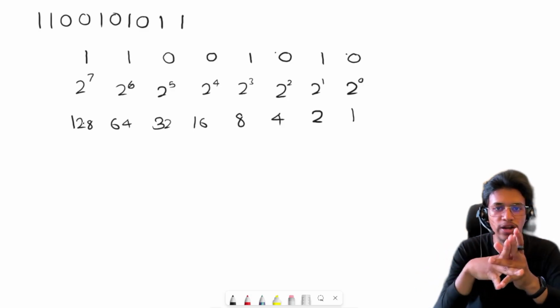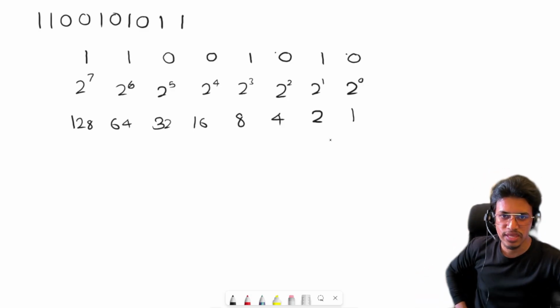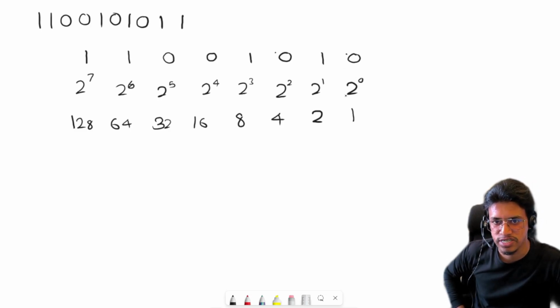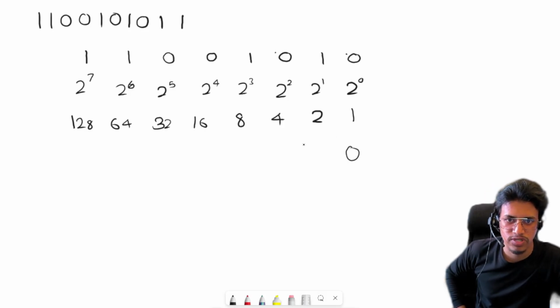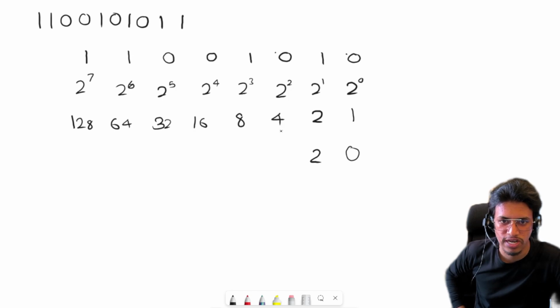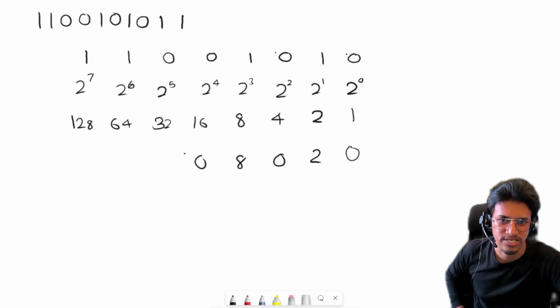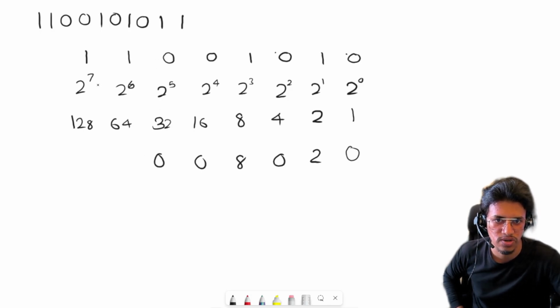All right. So now what we do is we multiply this by this, right? 0 times 1 is 0. 1 times 2 is 2, 0 times 4 is 0, 1 times 8 is 8, 0 times 16 is 0, 0 times 32 is 0, 1 times 64 is 64, and 1 times 128 is 128.